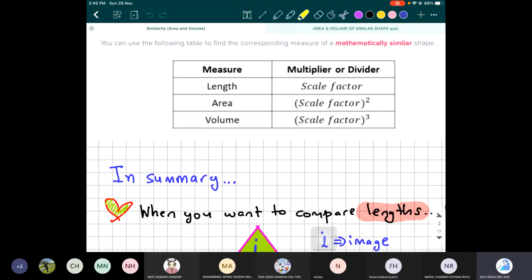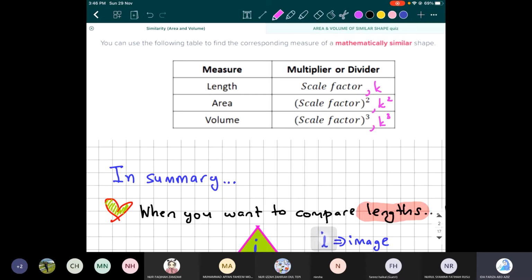Okay, kat sini nak cakap, bila kita ada two similar shapes, when we want to compare the length, the multiplier or divider that will be used is scale factor ataupun simbol scale factor. It is symbolized as small letter K, K kecil. Okay. Kalau area, we will talk about K square. And if it's volume, it will become K cube. Okay. So all similar shapes we will compare.